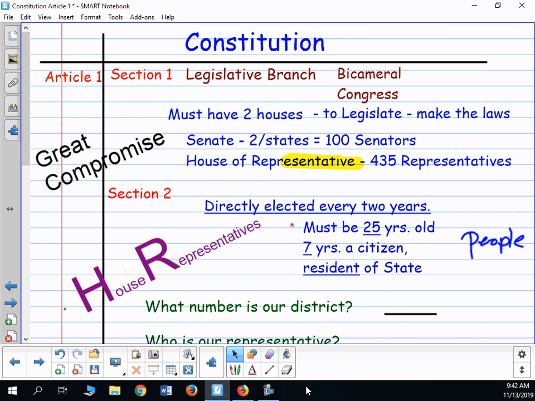So, both houses are responsible for making laws. The Senate, which has 2 people per state, is 100 senators. So there are 2 people elected from each state for a total of 100 senators. Now the House of Representatives has 435 representatives. Those representatives represent the people of the state. So the Senate represents the states, and the House of Representatives represents the people. Okay? All right.